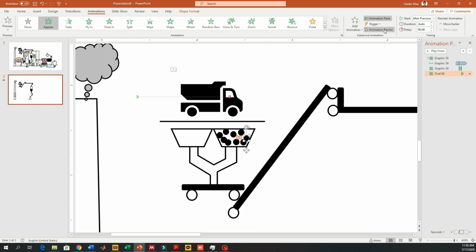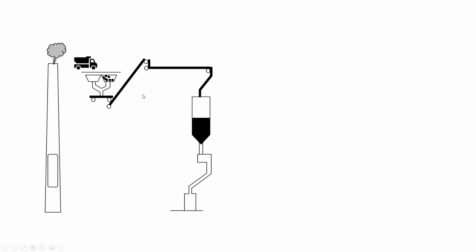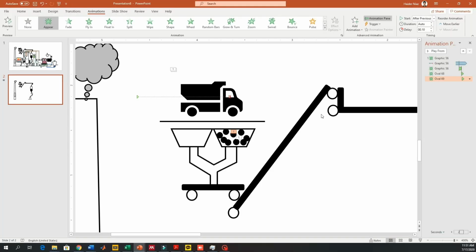Now I want to use the same animation for other objects, so I'm going to use Animation Painter. You can just simply click the animation that you applied, then click the Animation Painter, and then you can put it on the other boxes or other objects that you want. So now you can see that my truck is moving, and my single coal blocks are coming one by one.